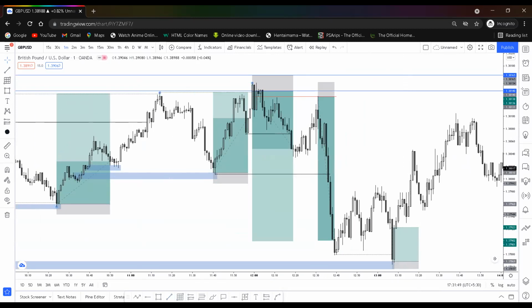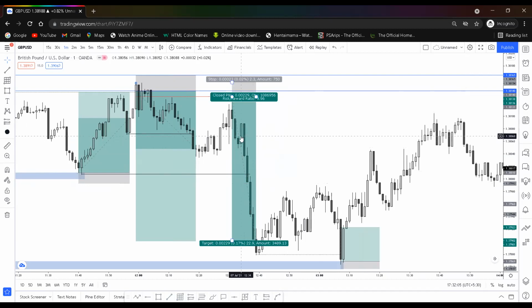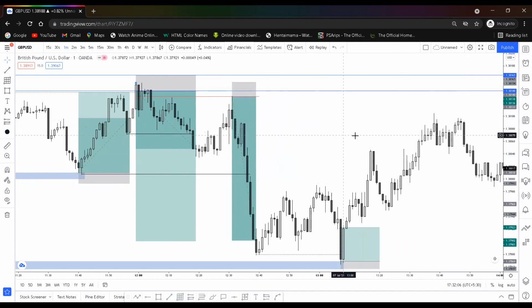So I told you, once a new range has been created, we look for the discount like this. So now I know anything above this would be my point of interest. And now, where is the liquidity? Okay, where is the liquidity? You see this clear order block? See how crazy that is?